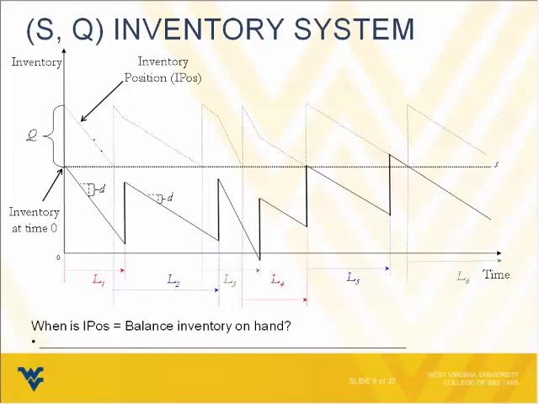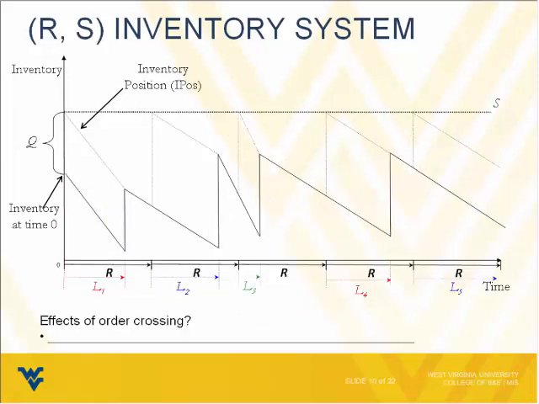So before I go, I wanted to point out something about order crossing. Over here, we assume that order 1 is received before order 2, and order 2 is received before order 3, and so on. But sometimes, especially when you have lead times of 4 and 5 weeks, if one order has a lead time of 5 weeks, and a week later you have another order that has a lead time of 3 weeks, then the second order is going to arrive before the first order arrives, right?